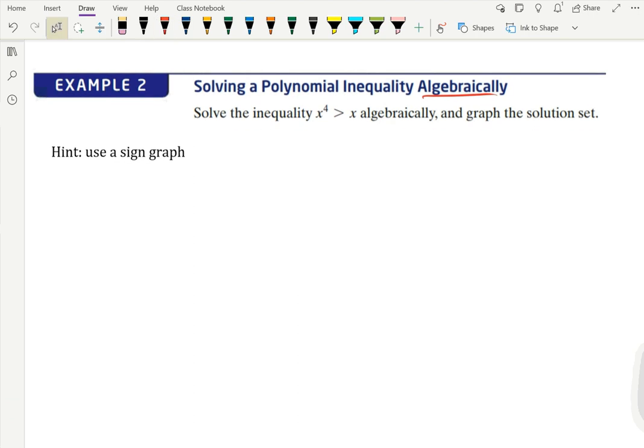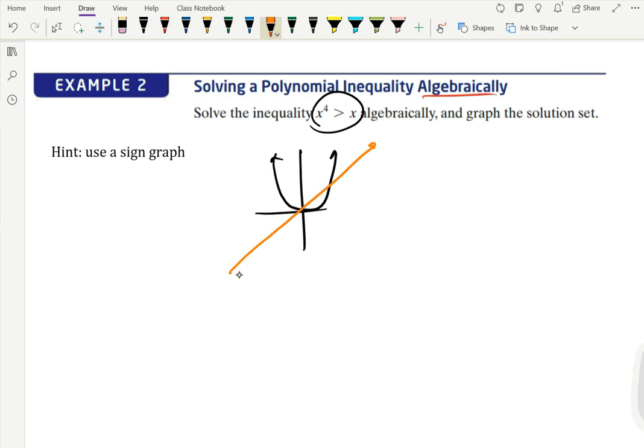So solve the inequality x to the fourth is bigger than x algebraically and graph the solution set. So overall, if I take a look at x to the fourth, I know that's got to be something like this. And the graph of x is this. So what we're looking for: when is x to the fourth bigger than x?